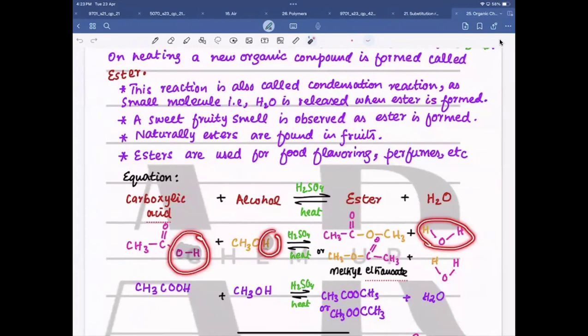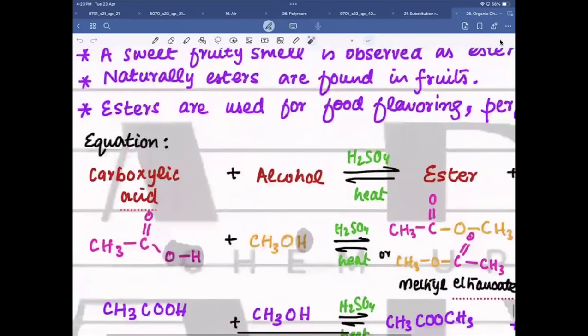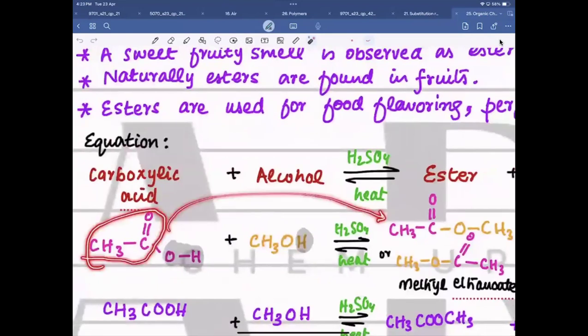Now, when you are writing the ester, you can write it in two ways. See, if I have started with the part of the carboxylic acid, I write the remaining part of the carboxylic acid over here. Is this clear? Okay. Now, from here, hydrogen is released.